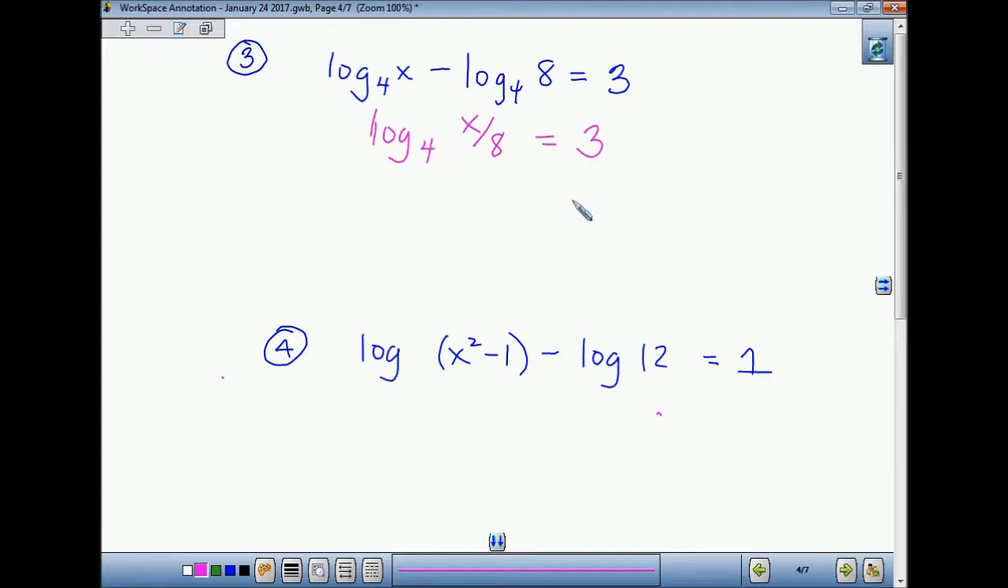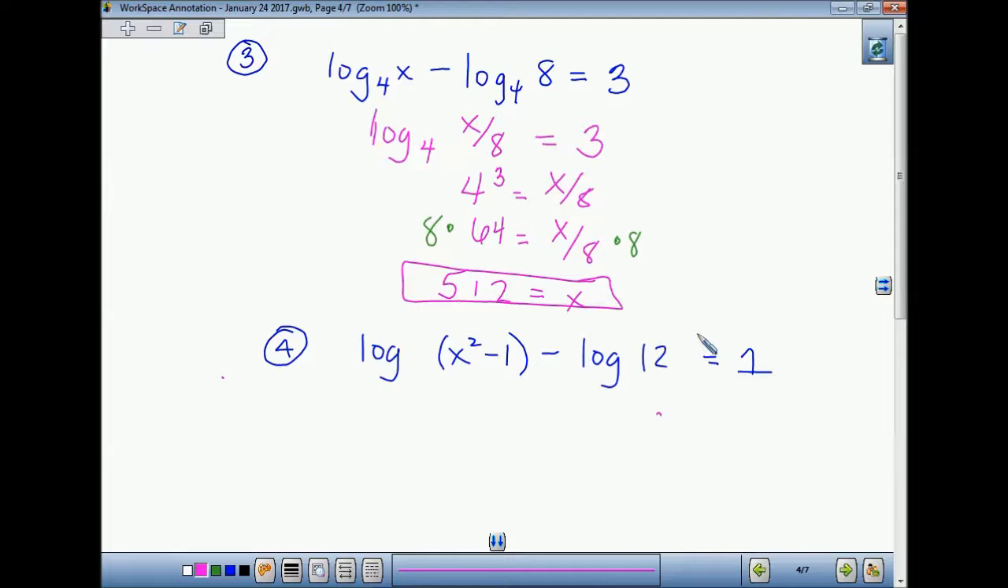Oh, logs on both sides. I got you. Once you write it as a single log, we switch forms. So it becomes 4 to the third equals x divided by 8. Well, 4 to the third is 64. So 64, how do we undo division by 8? Multiplication. 64 times 8 is? 512. Now, if I plug in 512, it works.